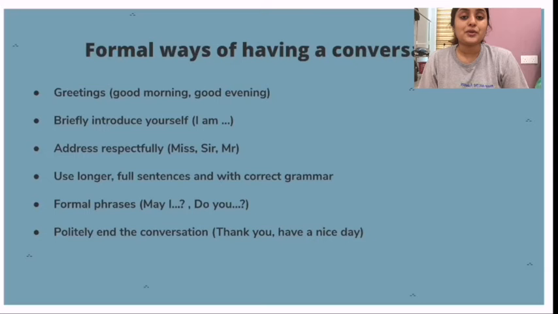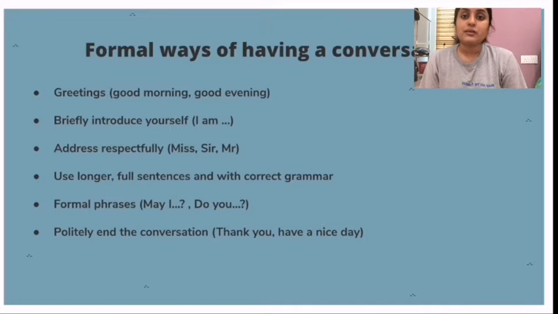Okay, so let's move on to the formal ways of having a conversation. These are some of the important factors that you have to keep in your mind whenever you're trying to have a conversation formally. So first is greetings. Greetings is the most important factor. You can use good morning, good evening, good afternoon to start off a conversation formally.